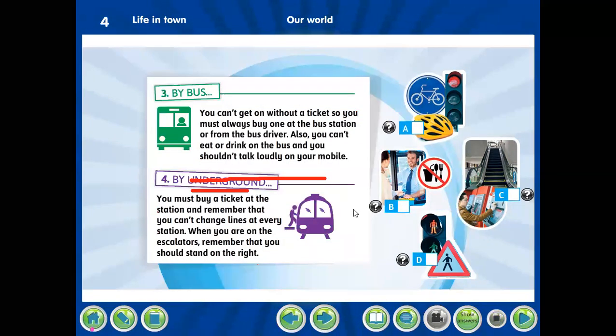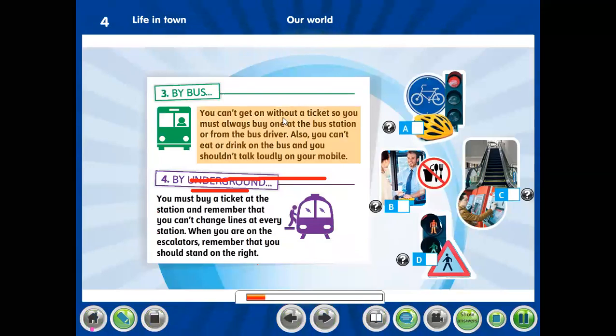Continue, please, listen. Three, by bus. You can't get on without a ticket, so you must always buy one at the bus station or from the bus driver. Also, you can't eat or drink on the bus, and you shouldn't talk loudly on your mobile. Four, by underground. You must buy a ticket at the station, and remember that you can't change lines at every station. When you are on the escalators, remember that you should stand on the right.